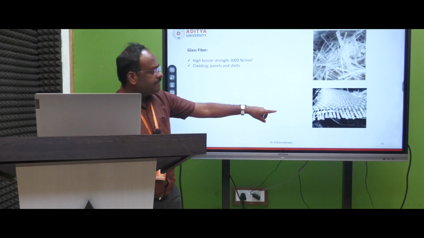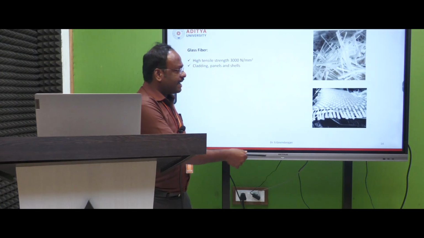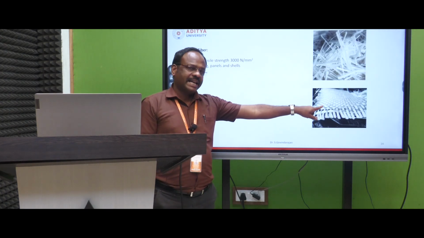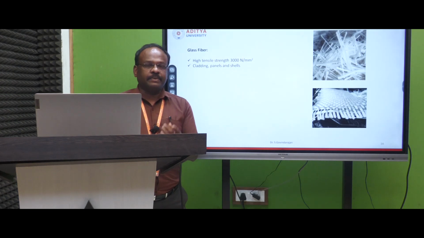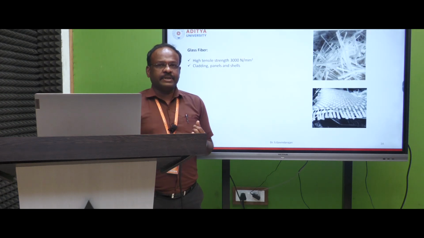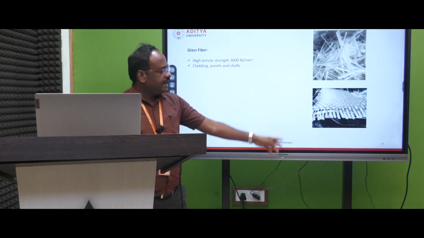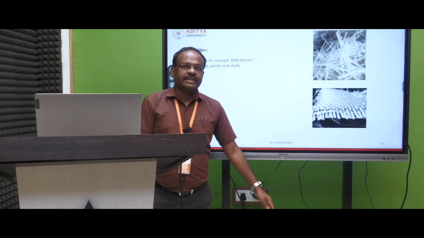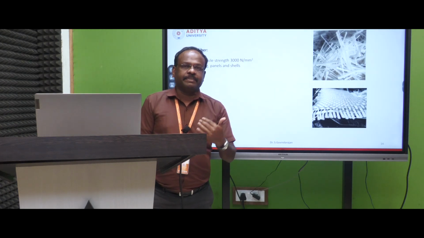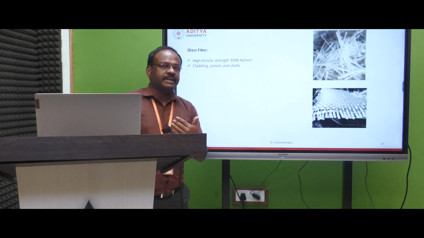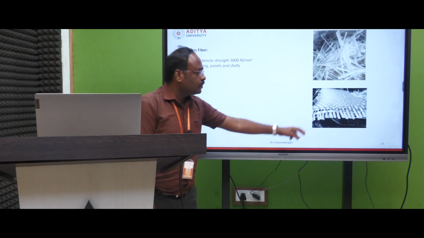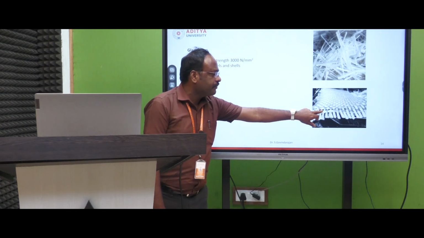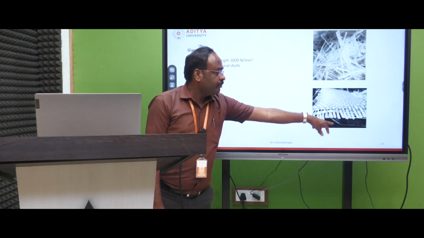And the next one is the mat type. Here I will show only one diagram for the glass fiber, but for the mat glass fiber there are two types. One is E glass, another one is S glass, right? E glass is nothing but electrical grade glass fiber, and S glass is the structural or strength glass fiber, right? These are the two types of fiber used in mat format.